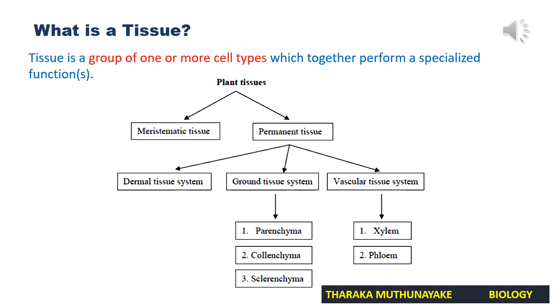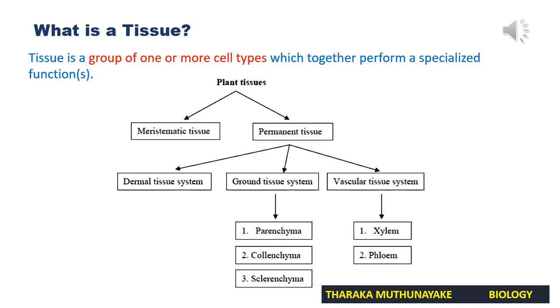For an example, here xylem. If you consider xylem tissue or phloem tissue, they are involved in performing more than one function. So if you consider xylem again, xylem tissue is mainly involved in conducting water and mineral ions. In addition to that, it provides strength to the plant. Phloem is also like that. Therefore, we have to say a tissue performs one function or several functions.